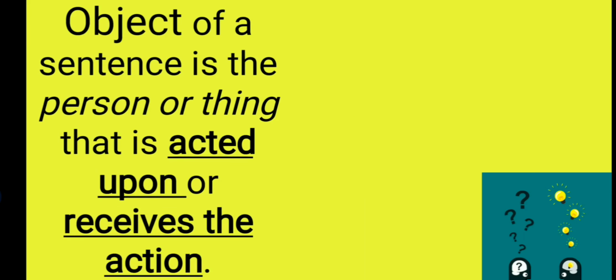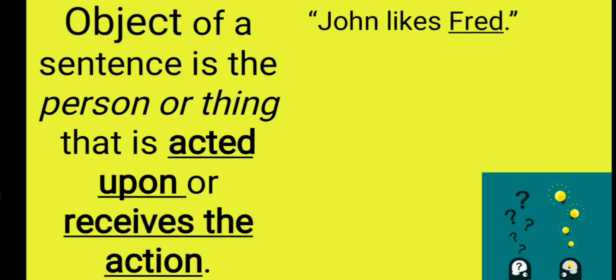So subjects are ideally the ones performing an action, and objects are at the receiving end. The person or thing that is receiving the action, or the one that is being acted upon, will be known as the object. If you look at the similar examples again: John likes Fred. In the earlier example, John was the subject because he performed the action. Here, Fred is the object because the action is being performed on Fred.